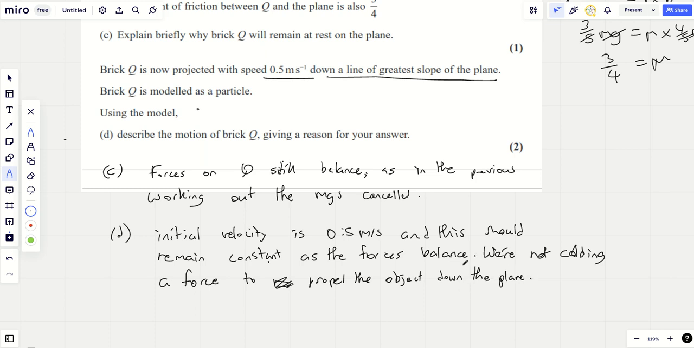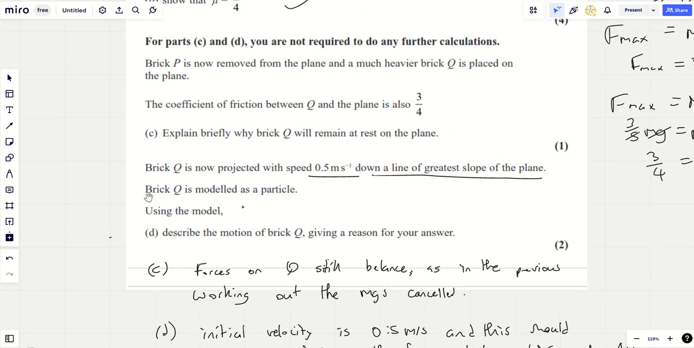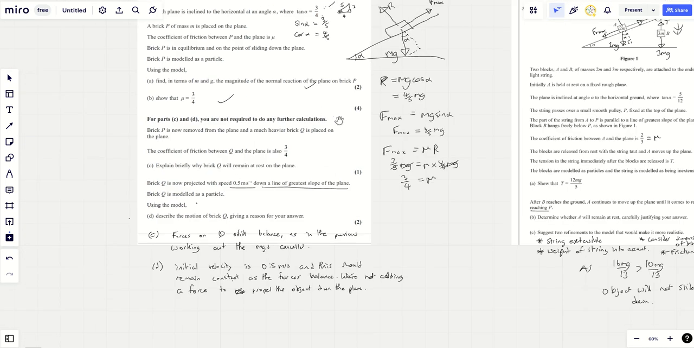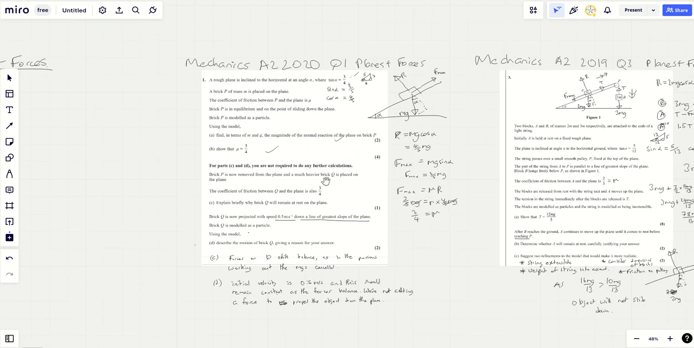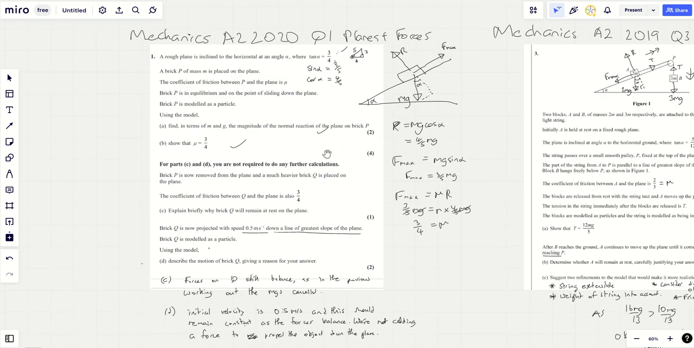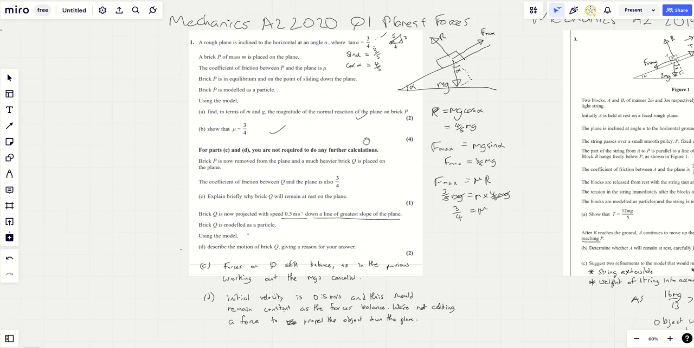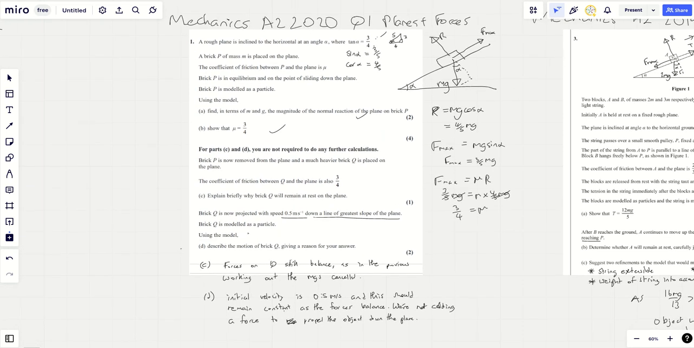Let's have a look at the mark scheme. Brick Q slides down the plane with constant speed, no resultant force down the plane. And once again you can do the calculation if you really want to get the marks, so feel free to do the calculation on those questions. In many ways it's slightly easier, I would say, just trusting in the maths. And that's that question. It's a bit of a weird one towards the end, I admit, but that's how you do it without the calculation, but it's perfectly acceptable apparently to do the calculation.